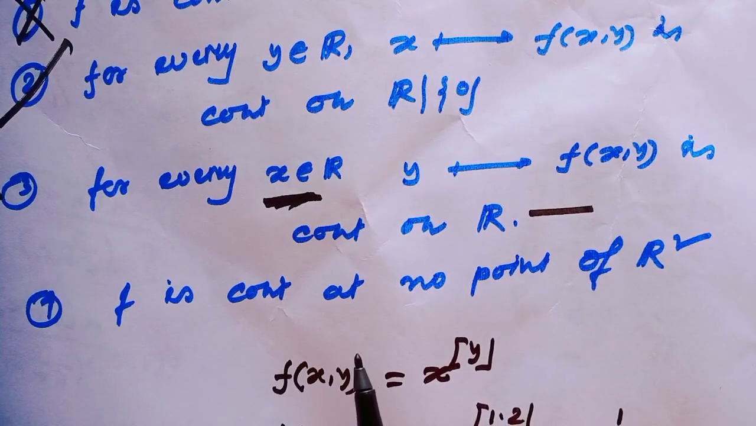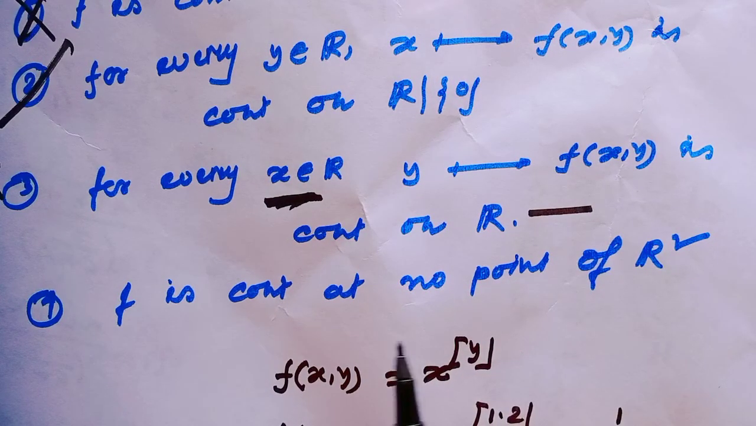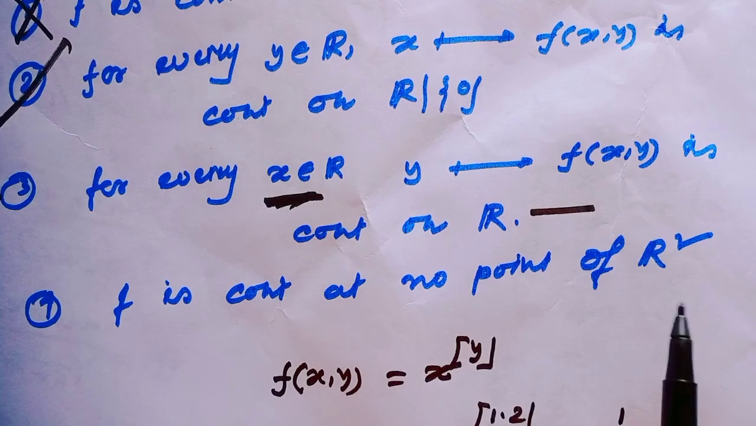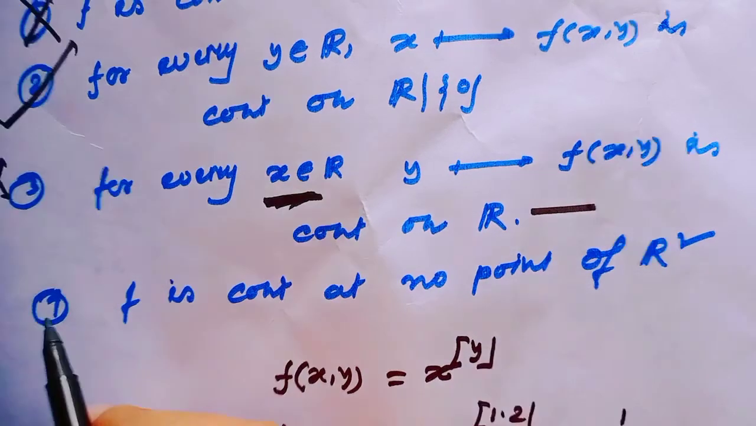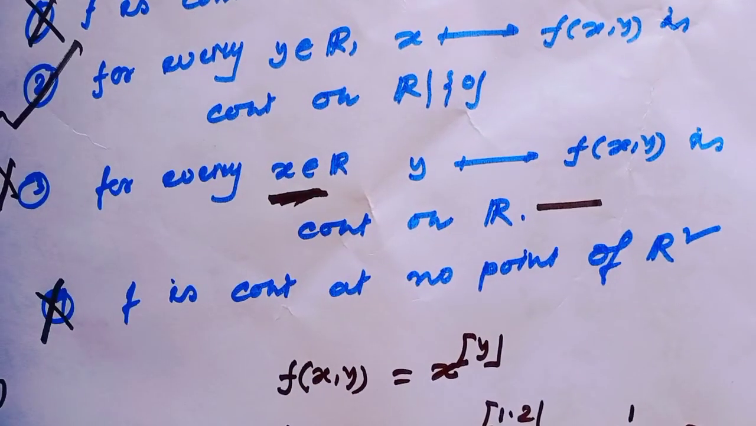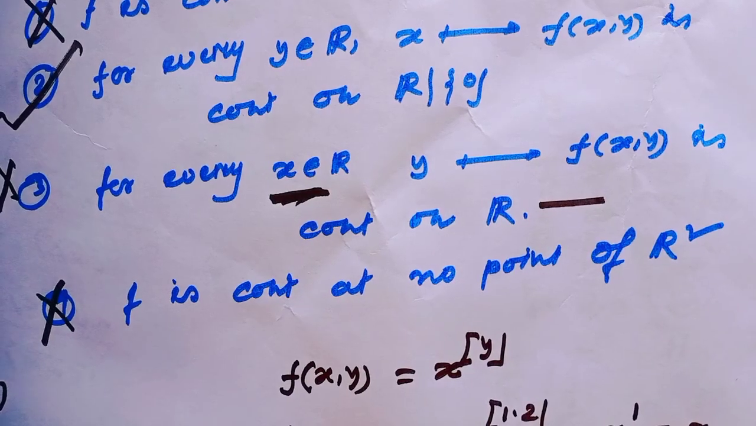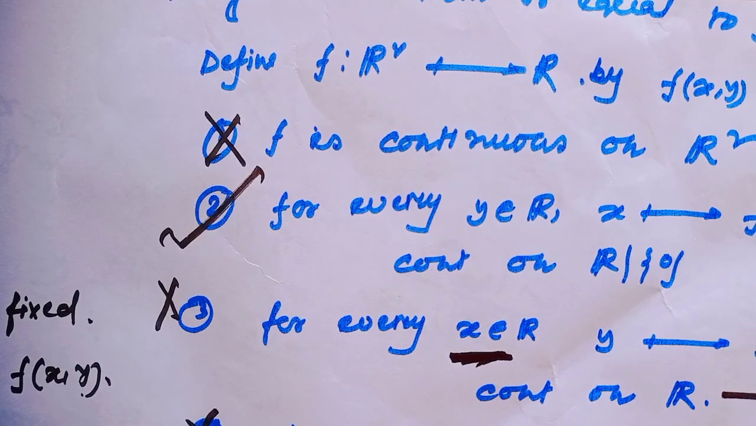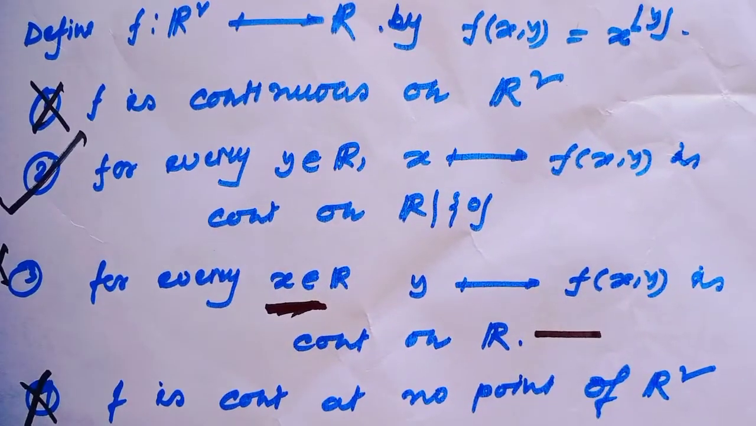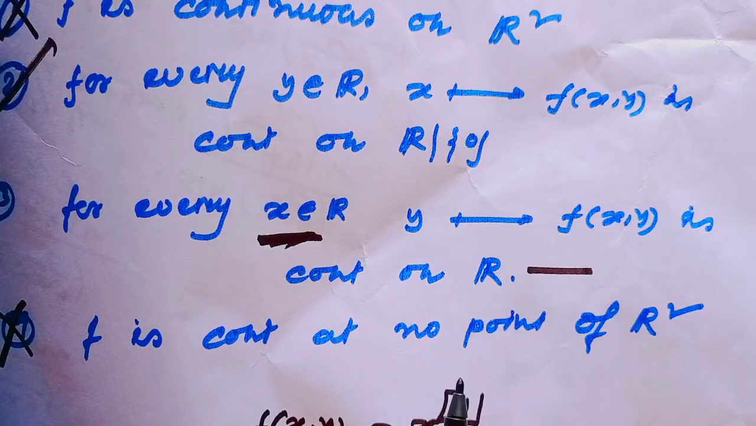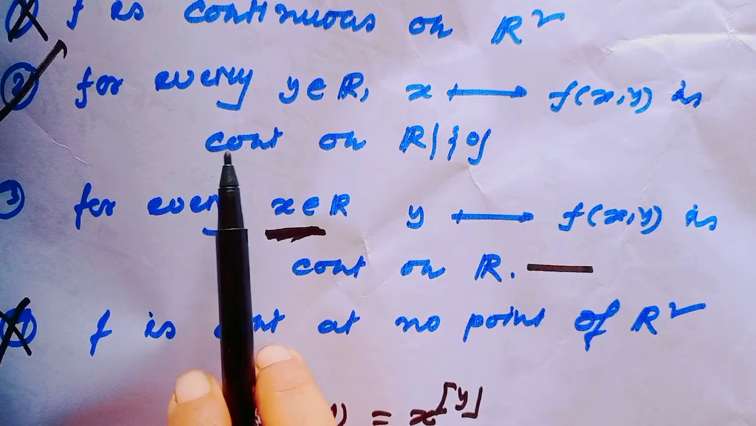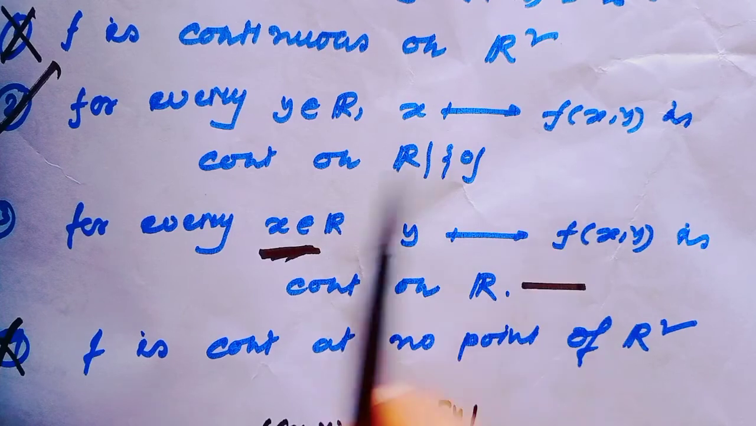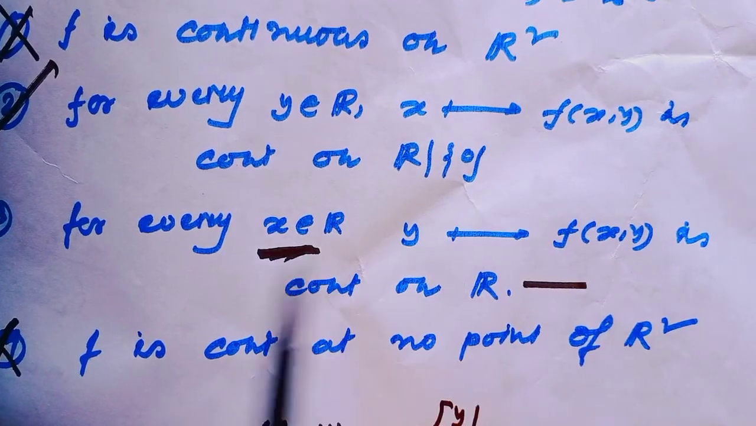Fourth option is also a wrong option, because the fourth option indicates f is continuous at no point on R2. This is also a wrong option. That means only option 2 is the right option. And the fourth option is wrong, because I have seen in the second option, when y is fixed, then the function will always be continuous, only not continuous at the point 0.